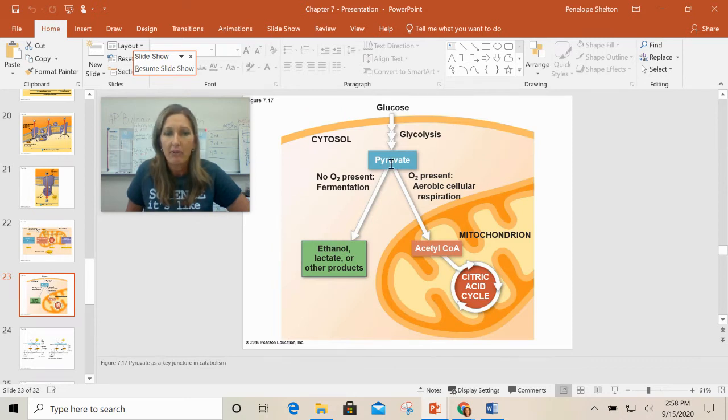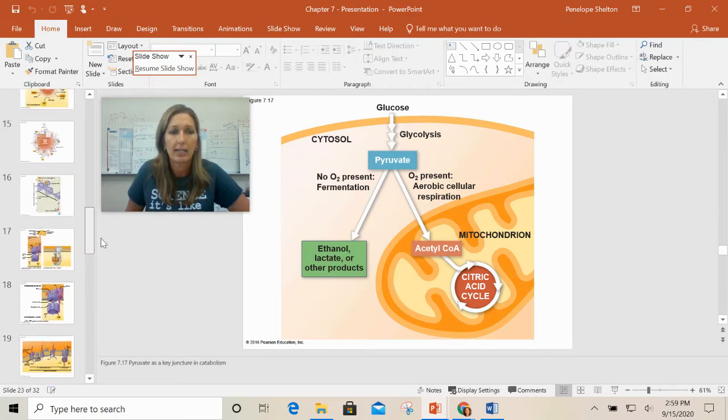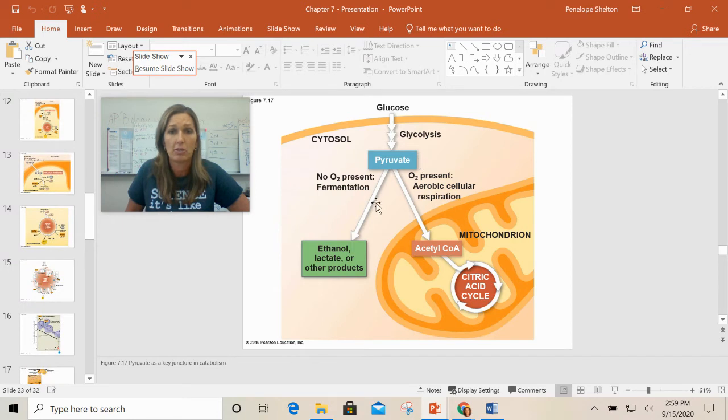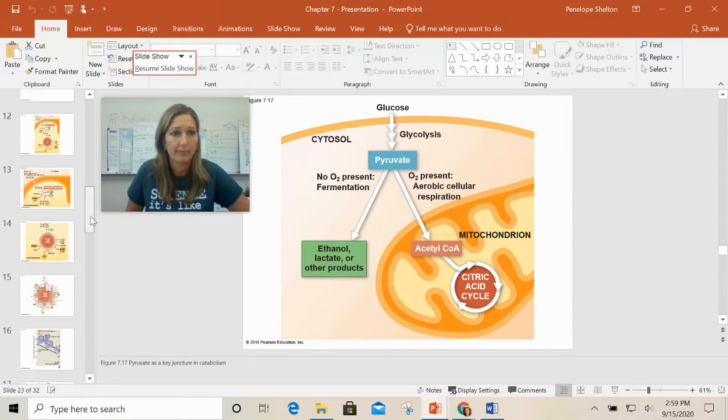Once I have my pyruvates, and remember I have 2 pyruvates from 1 glucose, if oxygen is present, then aerobic respiration is going to continue in the mitochondria. If no oxygen is present, then fermentation occurs, and there are 2 different types of fermentation. In our muscle cells, we experience lactic acid fermentation. That's what that "no pain, no gain" feeling in your muscles is: lactic acid fermentation as a result of not delivering enough oxygen to your muscle fibers.